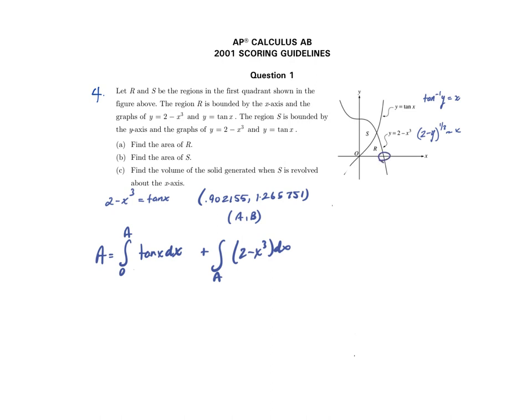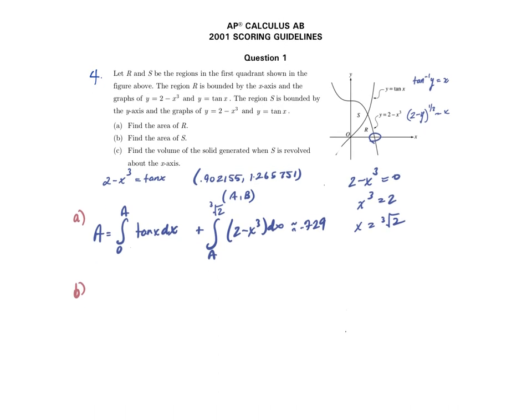So the other thing I need to do is find that x-intercept, okay? So that is 2 minus x cubed. I want to find an x-intercept, so I'm going to set it equal to 0. So you get x cubed equals 2. x equals the cube root of 2. So that's what would go up top here. So cube root of 2, like that. Okay. And then just go ahead and put that into your calculator. You get 0.729. So that is A. And then for B, find the area of S.